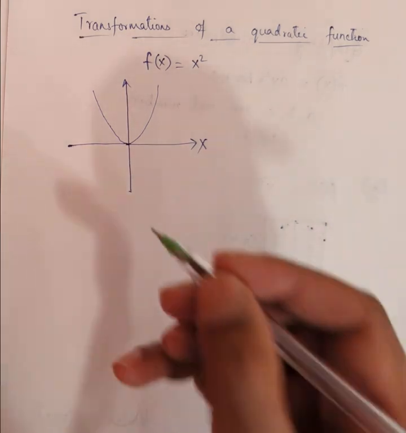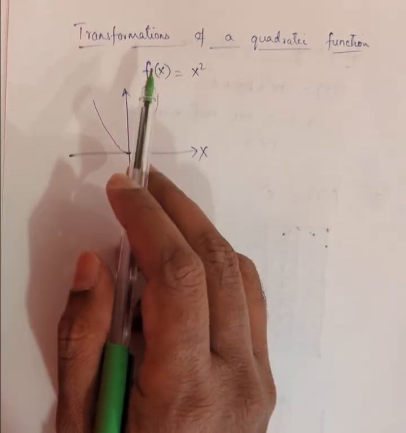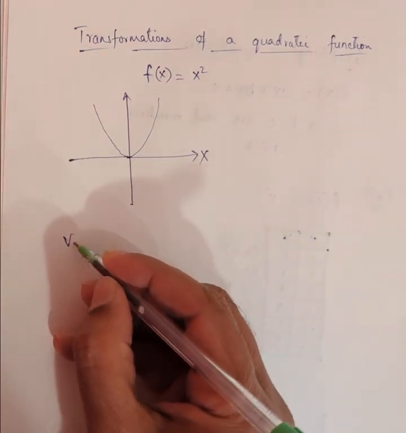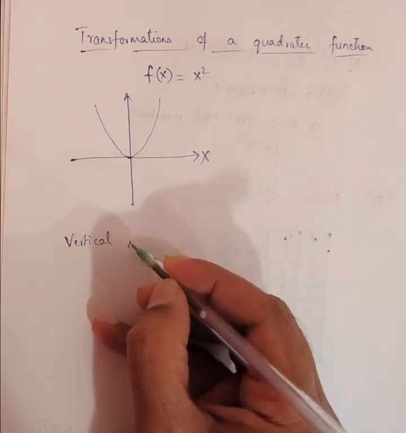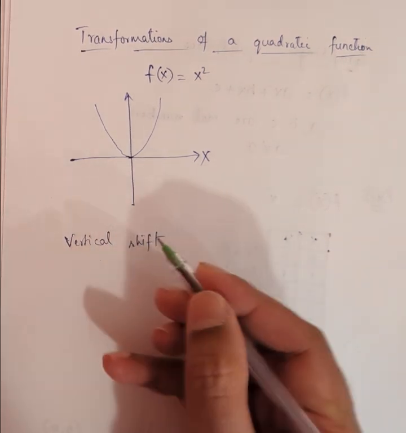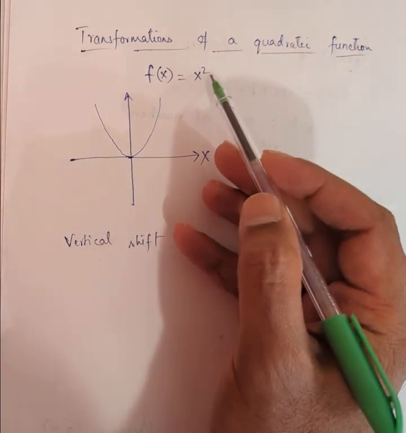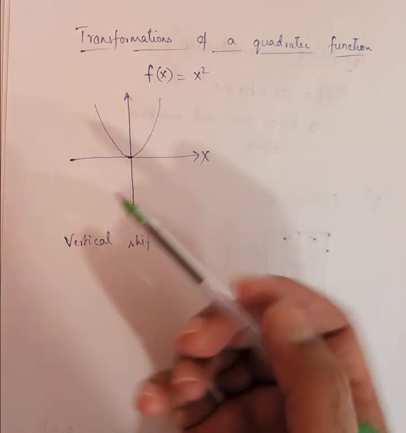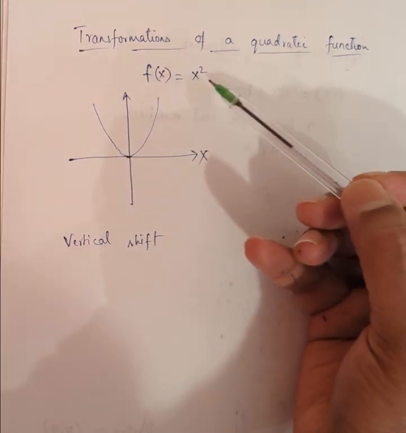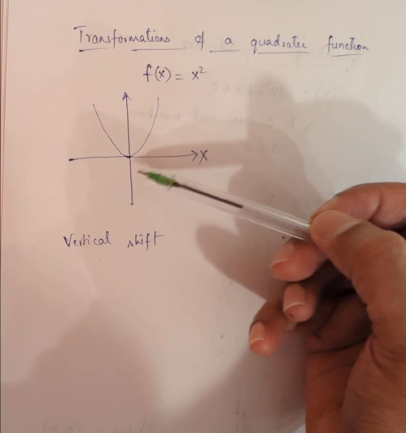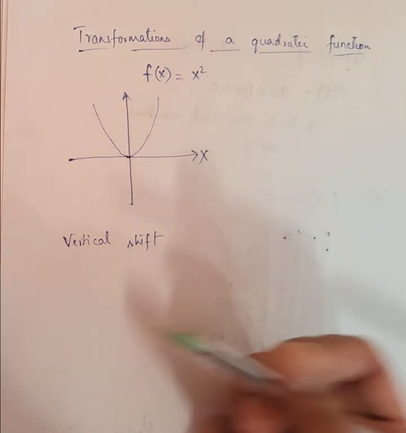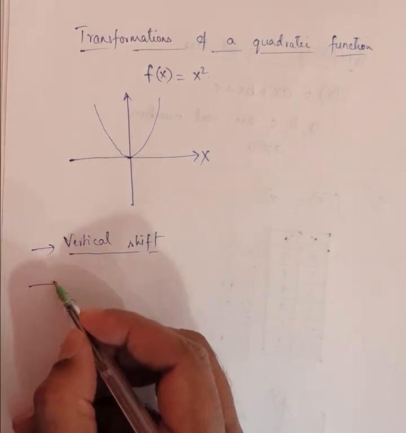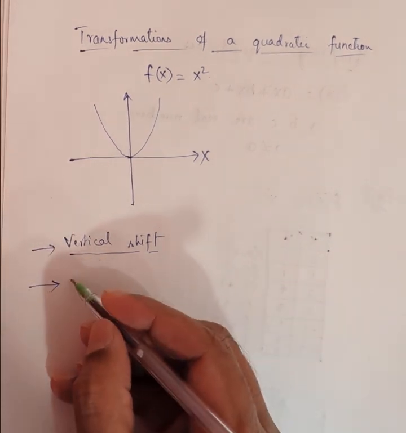And in that video, we also saw one of the transformations, the vertical shift. So vertical shift happens whenever you add or subtract a number at the end. So something like x squared plus 5 would move the graph up 5 units, but x squared minus 10 would move the graph down 10 units. So this is covered. Now we will look at horizontal shift.